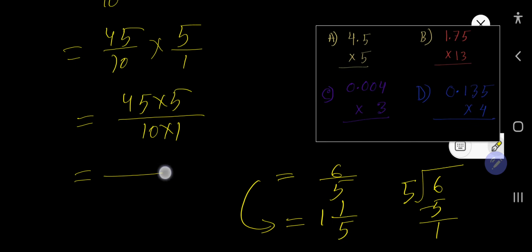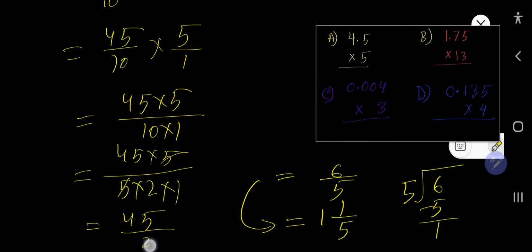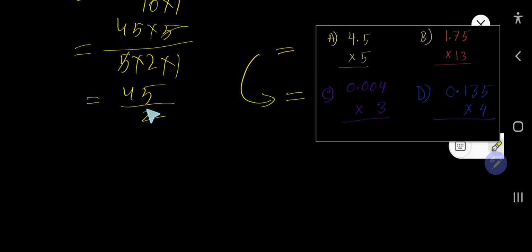So how to do that? Look, we can split this 10 as 5 times 2. So now this 5 cancels, so we are getting 45 divided by 2. This is an improper fraction because the numerator is greater than the denominator. So we need to express this as a mixed number.